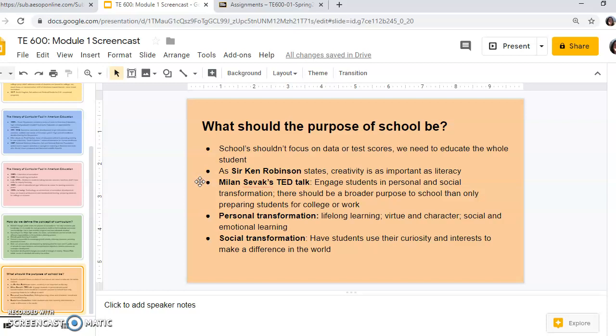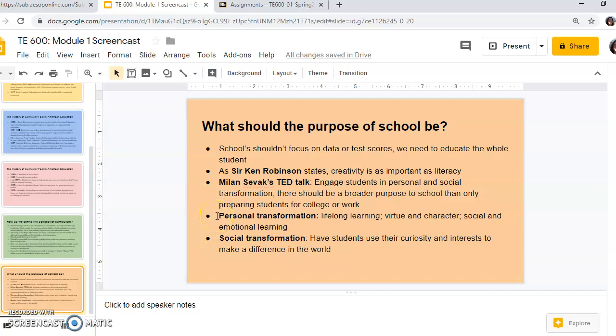And in the TED Talk by Milan Sivak, he talks about engaging students in personal and social transformation. There should be a broader purpose to school than only preparing students for college or work. So I agree with his statements there. Yes, I believe that we do need to prepare students for college or work. I'm not saying that we shouldn't be doing that. That is very important, but that should not be the main role of education. Education is also about personal transformation and social transformation.